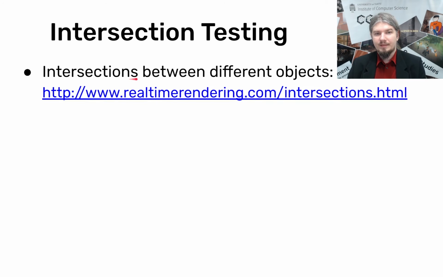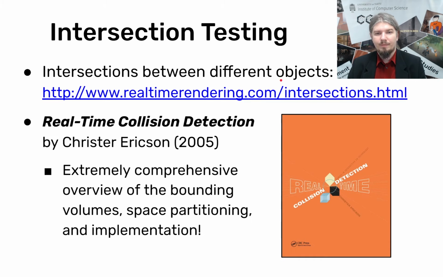Now there are different intersection testing algorithms between very different objects. The ones we covered in this video are just some of them. I recommend this book, Real-Time Collision Detection. It's a bit of an old book, but the math is still the same, so this is an extremely comprehensive overview of different bounding volumes, space partitioning, and the implementation.